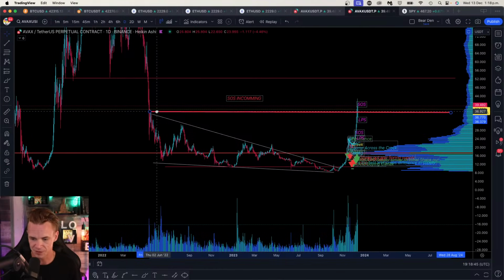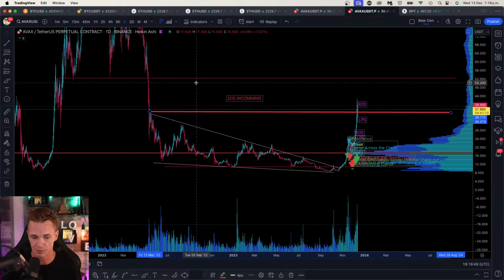Our first major resistance was at $36. We've broke through and back tested that once already. We've got other resistance points up here at around $52.